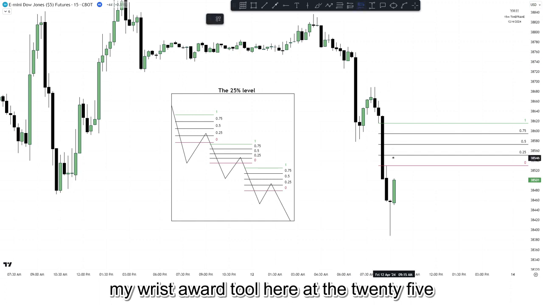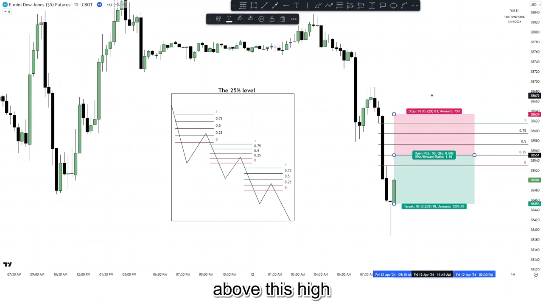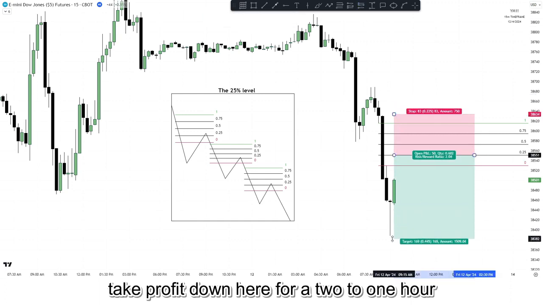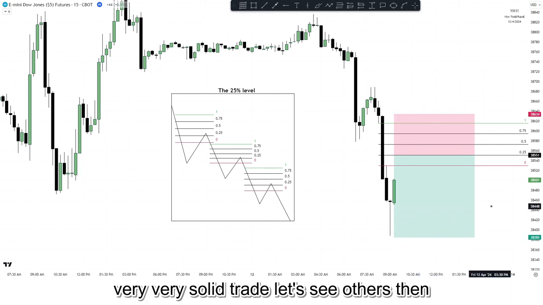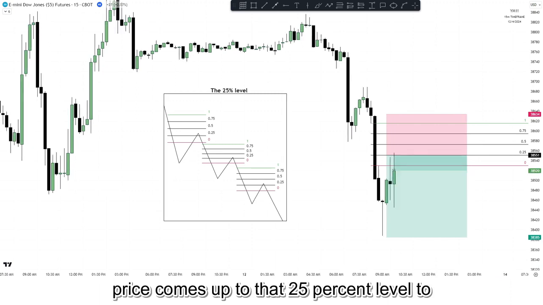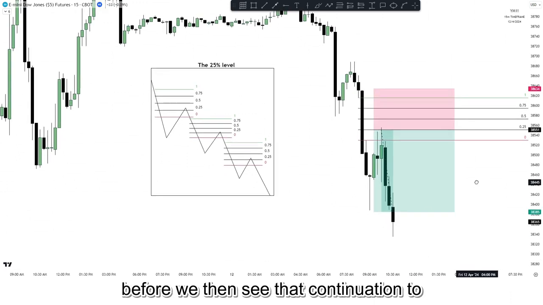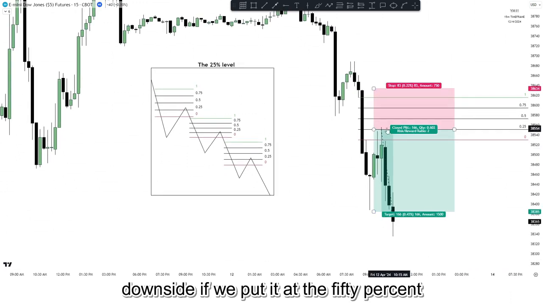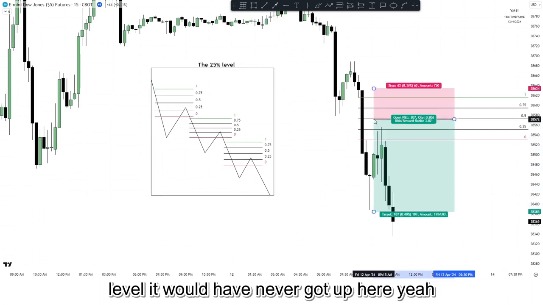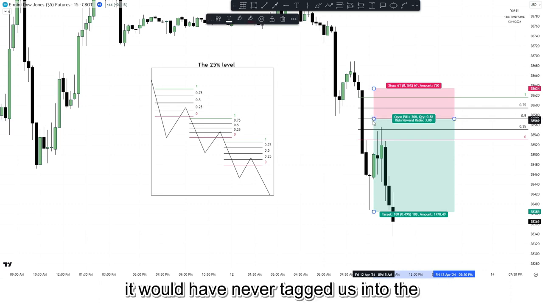So I'm going to put my risk to reward tool here at the 25% level. Stop loss above this high, take profit down here for a 2-to-1 R. Very, very solid trade. Let's see how this then plays out. Price comes up to that 25% level to the tick before we then see that continuation to the downside. If we put it at the 50% level, it would have never got up here. Yeah, we could have gotten a great risk to reward, but it would have never tagged us into the trade.